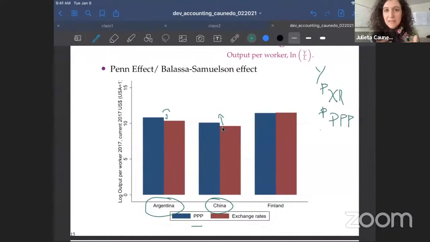So how is this possible? Well, that's the Balassa-Samuelson effect. The idea that even the prices of non-tradables are going to be cheaper in poor countries because they're relatively less efficient in producing tradables. So what that's going to generate is that if you look at income disparities deflated using exchange rates, you're going to overestimate the differences in income across countries, okay? So the idea is that poor countries are going to look even poorer because you're not adjusting for the fact that the non-tradable goods are actually cheaper in those countries. Okay, are there questions about this?